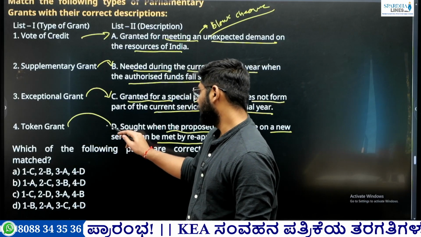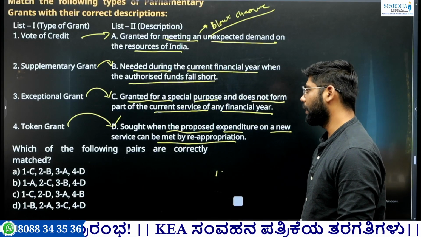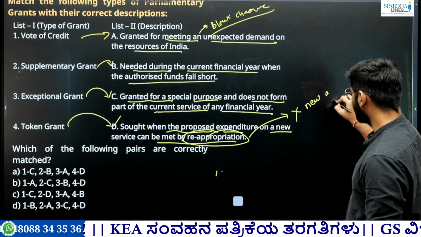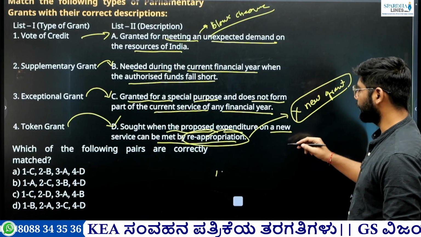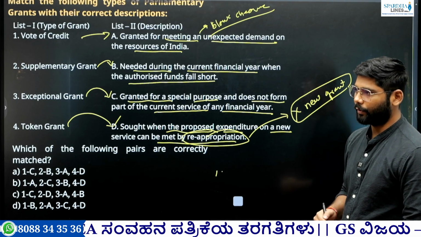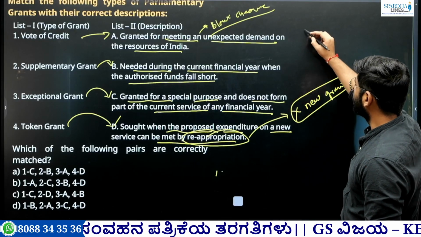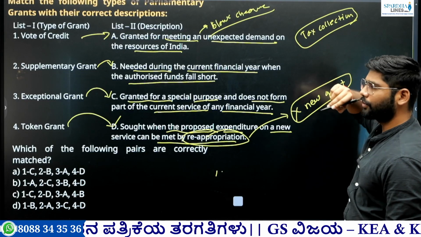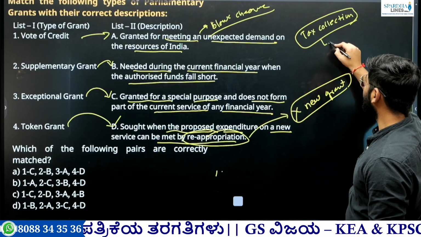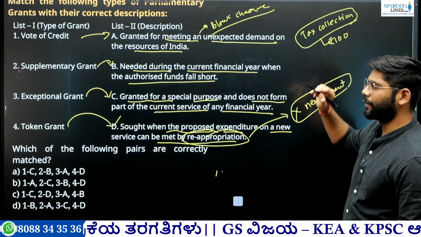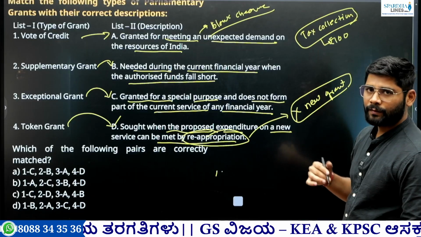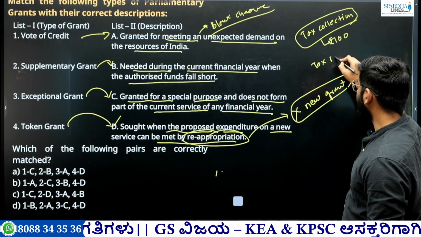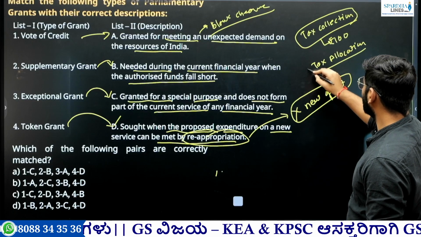Then last one, token grant. It is sought when the proposed expenditure on the new service can be met by the reappropriation. Reappropriation means there will not be any new grant, but it will be transferred from one head to the other head. Okay, so suppose for the tax collection, we need resources, human resources, other infrastructure. For that, government said 100 rupees is sufficient, so give us 100 rupees. So government has asked, but what happens, other needs rise. So there is another tax allocation. So this tax is allocated to the state governments.